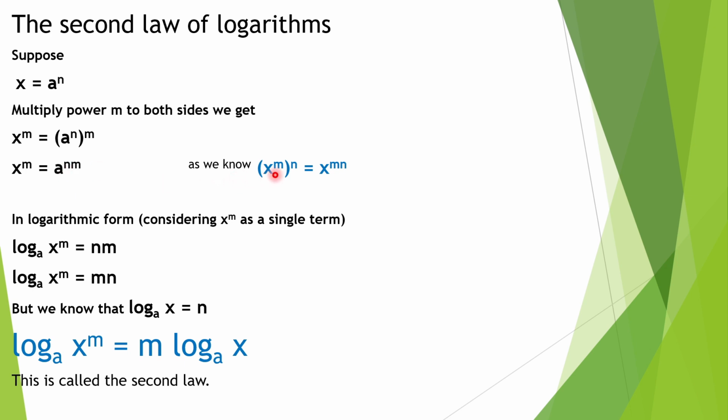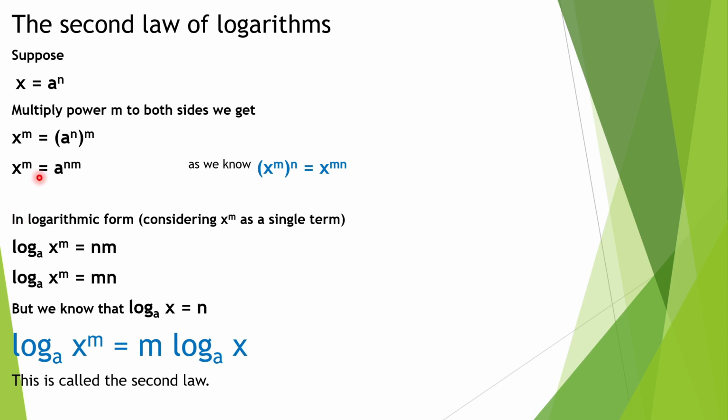As we know, this is called the power of power rule in exponent laws. When there is power over power, we simply multiply. So we will multiply m and n. So it will become x raised to the power of mn. So we can write this like this.